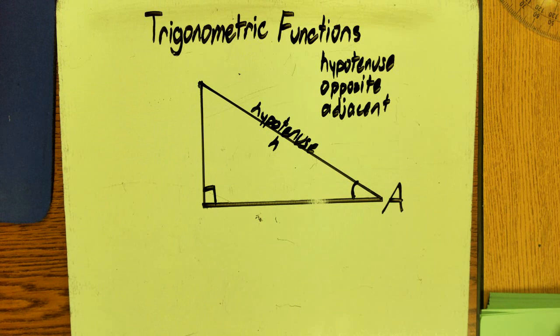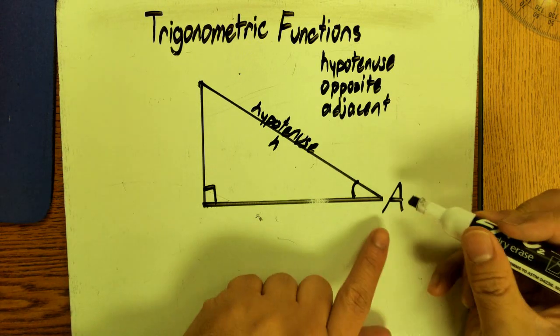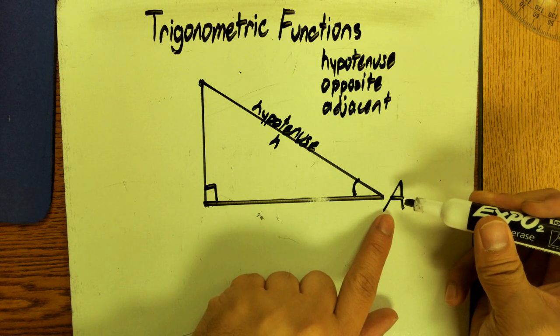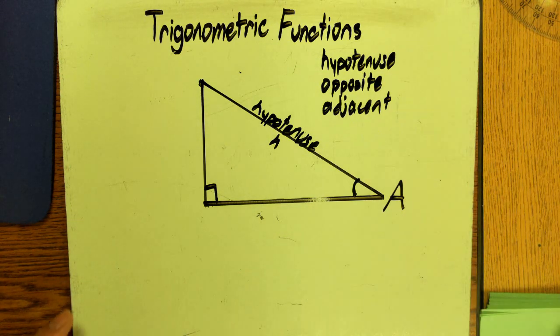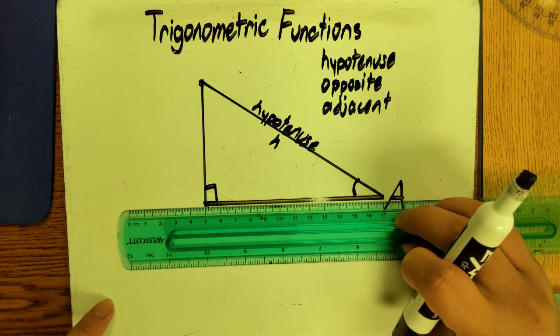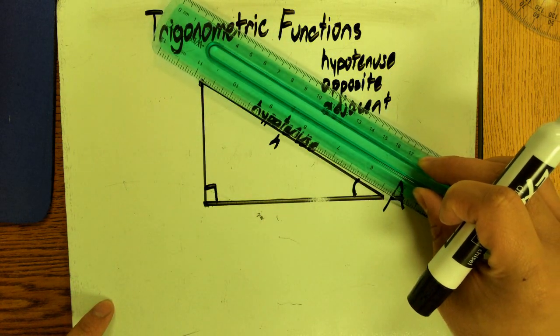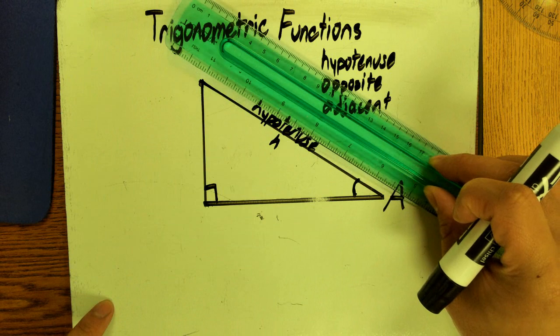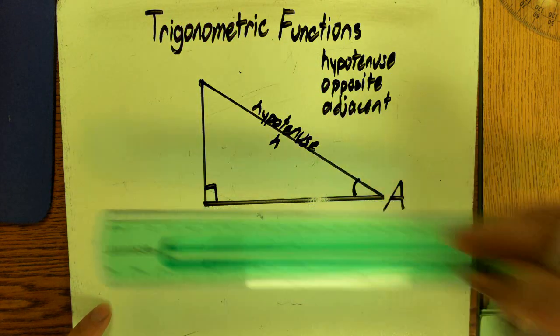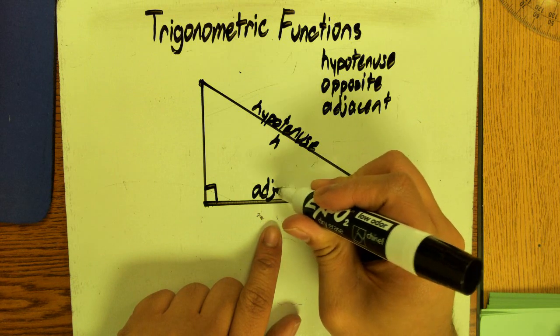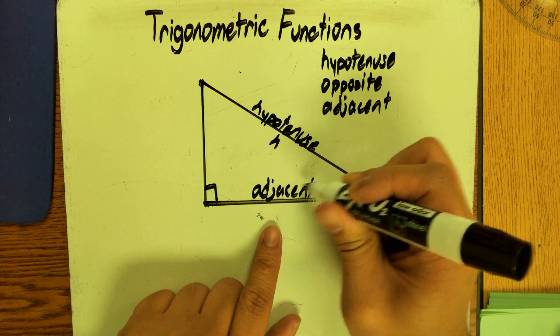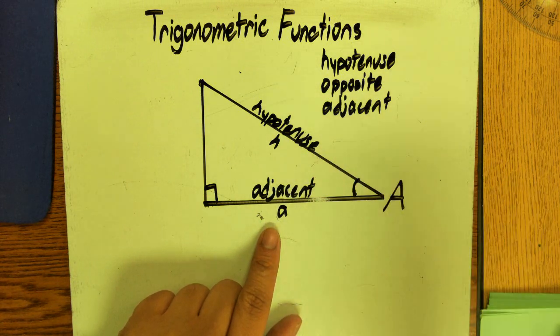Next up we have the adjacent. Adjacent means touching. What side is my angle A over here touching? That's not the hypotenuse. So my angle is touching this side and touching this side, but this part is the hypotenuse, so we pick over here. This is called my adjacent side, and I'll call this A.